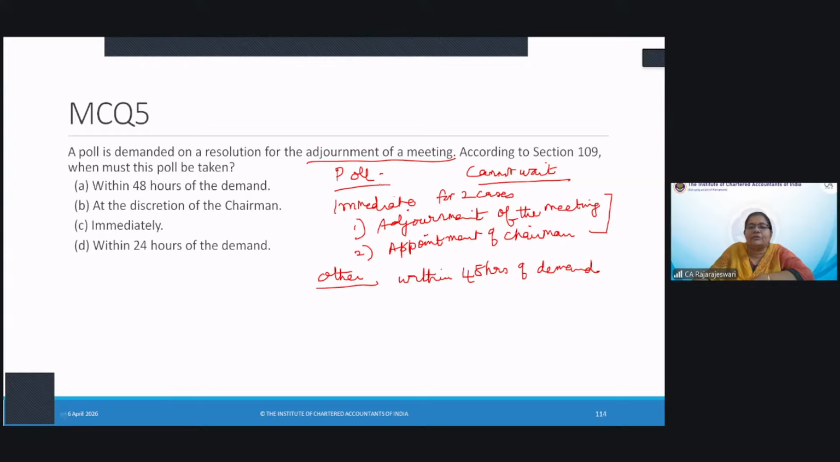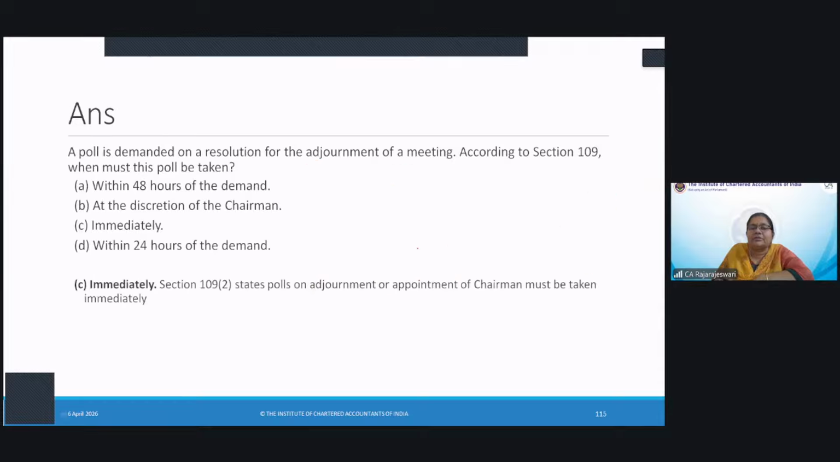So the answer, now this question is, I can even change this to for the adjournment of the meeting. I can change it to a poll is demanded on a resolution for the appointment of chairman. According to section 109, when must this poll be taken? I can also change the question and ask, right? So in all the cases, C is the answer. Immediately it should have to be taken. So immediately the poll should have to be taken. States polls on adjournment or appointment of chairman must be taken immediately. Is this clear?